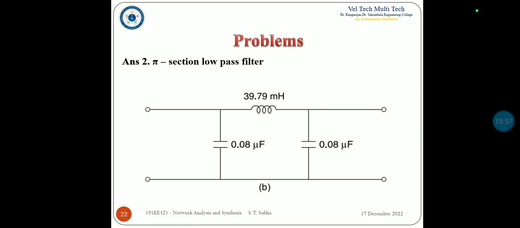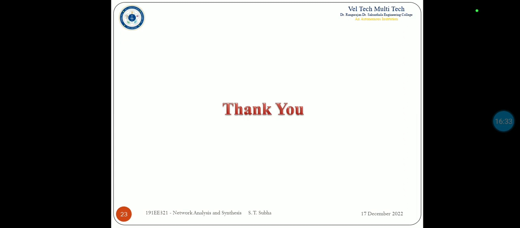Similarly, we can obtain for pi section low pass filter as this. That is, here inductance value remains as such and the capacitance value will be C by 2. That is, L will be equal to 39.79 millihenry and capacitance value will be C by 2, that is 0.08 microfarad. Figure B shows pi section low pass filter. Okay, I think by now you'll be getting some idea about low pass filter and how to design low pass filter, and you'll be able to solve some of the problems with this.